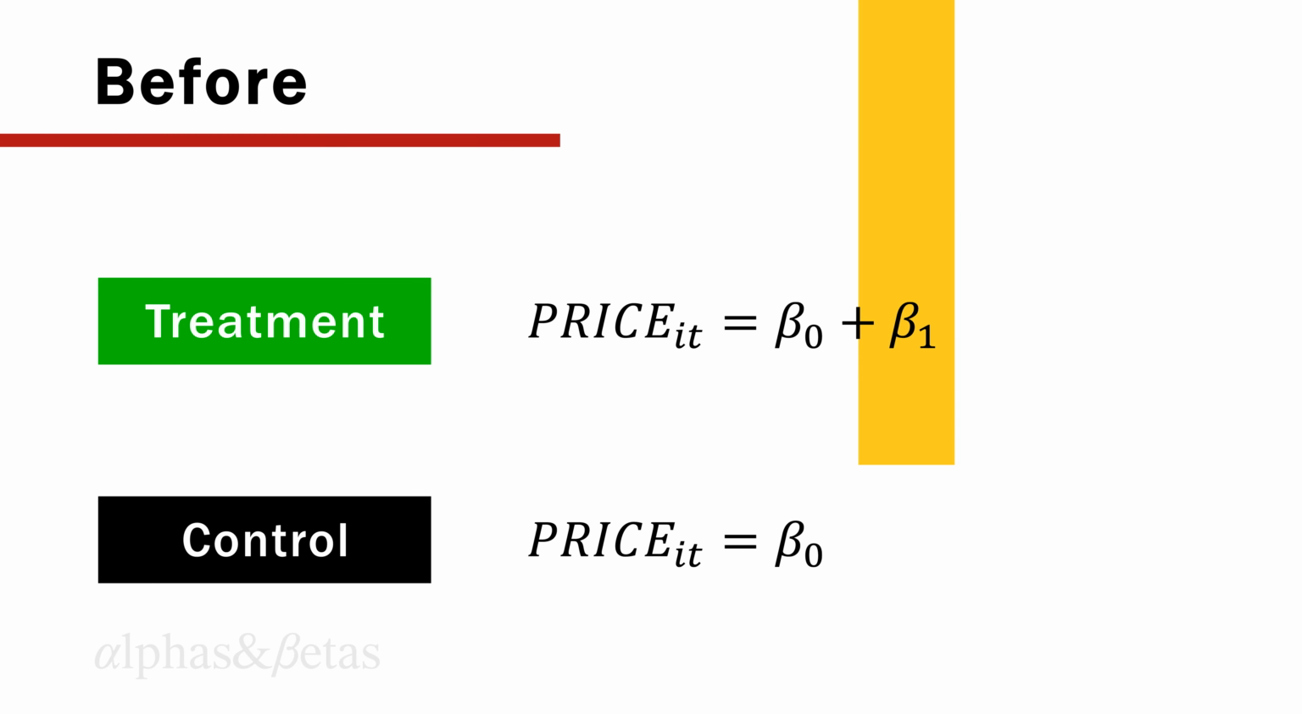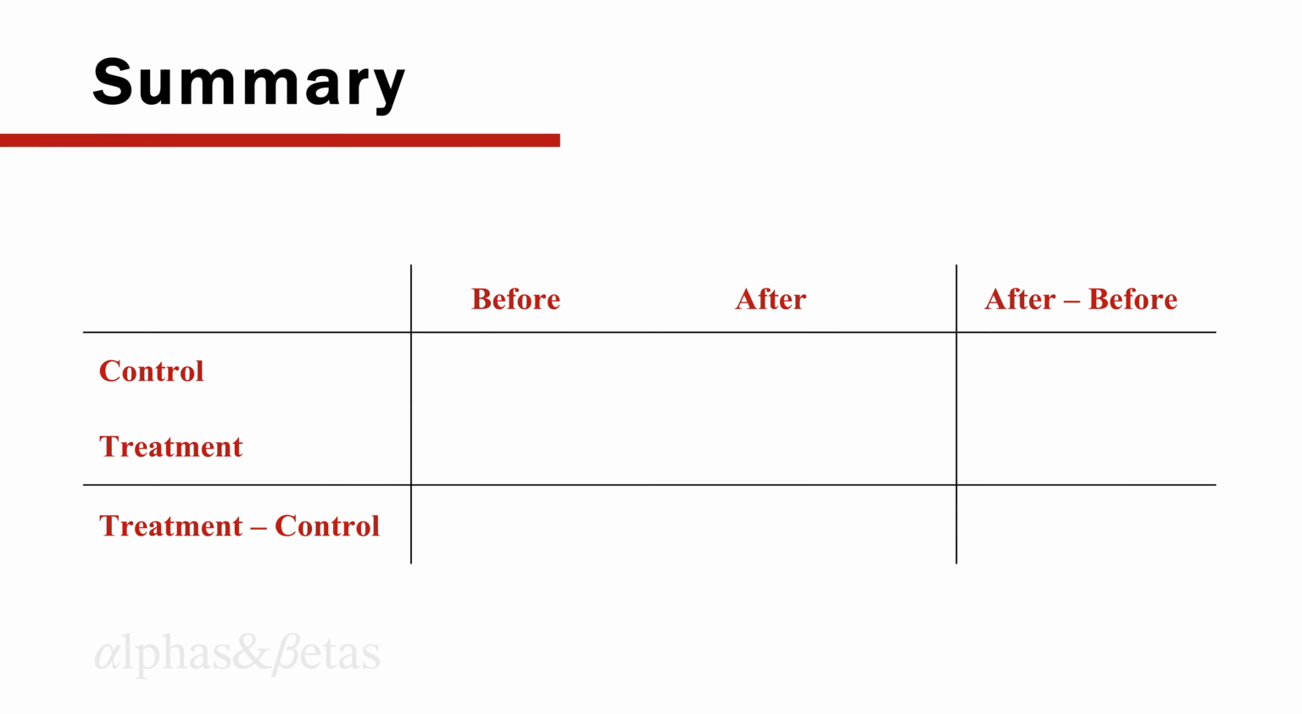Beta 1 is the difference in expected house prices between the treatment and control groups before the treatment. Overall, the difference in expected house prices between the treatment and control groups before the treatment is equal to beta 1.